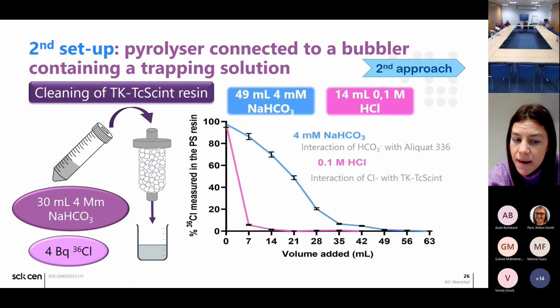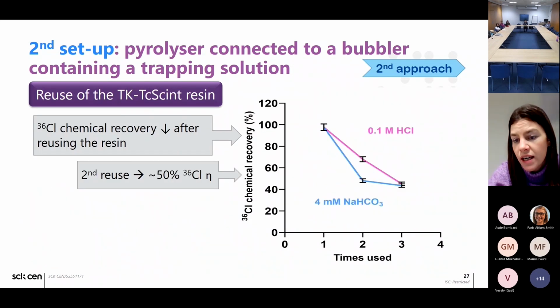So here I place the outcome of all those experiments, where you can see we could completely clean the PR resin using two different cleaning medias, the 4 millimolar sodium hydrogen carbonate, and as well we tested 0.1 molar HCl. The main difference was the volume that we needed to completely clean the PR resin. And then, considering these two different cleaning medias, we went to investigate if it was possible to reuse this PR resin. Based on testing with the two different cleaning medias, we saw that in both cases, after reusing the PR resin, the chemical recoveries were decreasing.